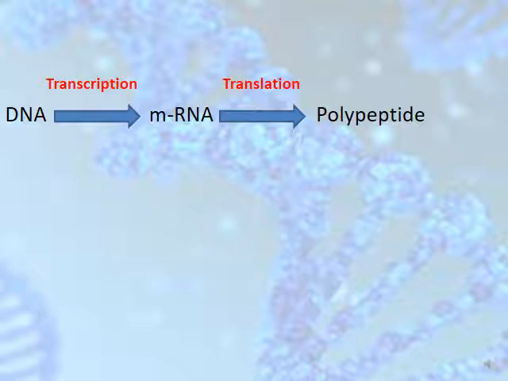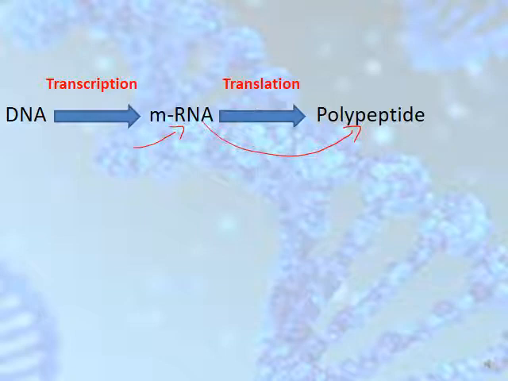DNA, by the process of transcription, can code for mRNA, messenger RNA. And mRNA, by the process of translation, can code for polypeptide. So you have to know that we have two processes here: transcription and translation.